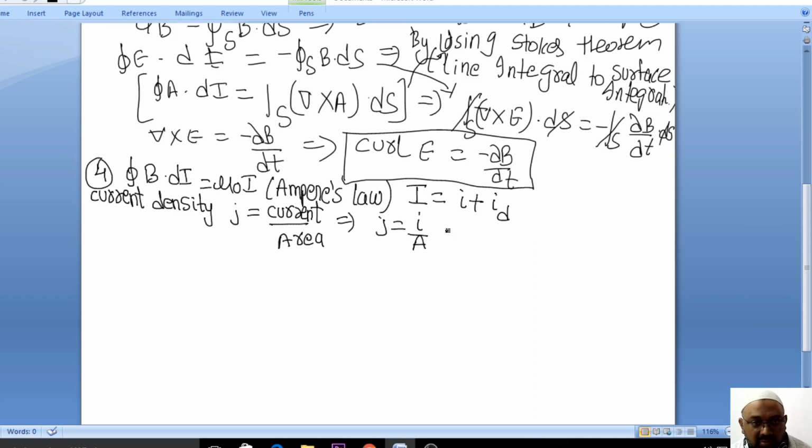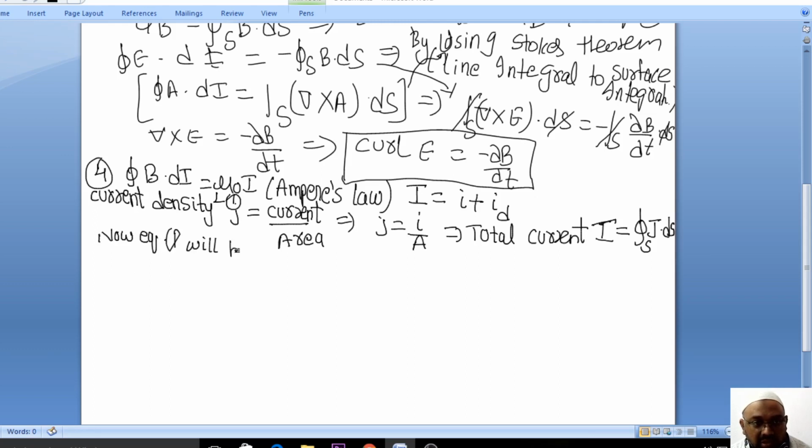I am talking about small current here. The total current, where area means surface area, is capital I equal to the surface integral of J·dS. Can I write like this? Right everybody? So now equation 1 will become what?